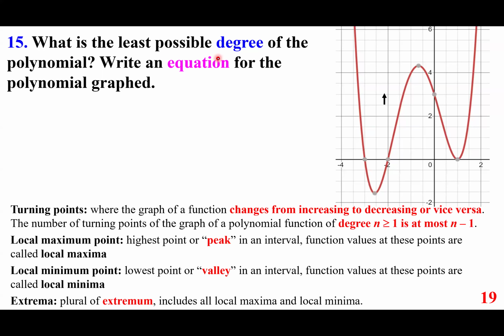So what is the least possible degree? 1, 2, 3. So it must be 4. Why is that? Because we have 3 peaks and valleys, 3 extrema.